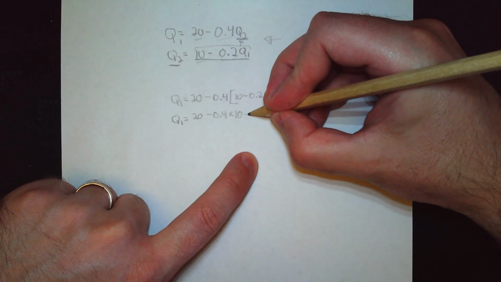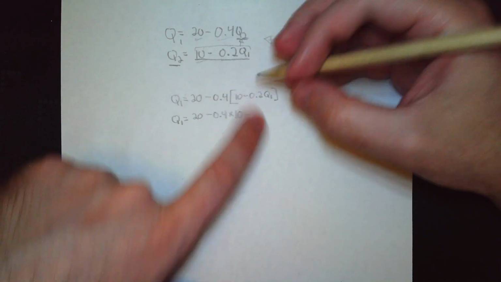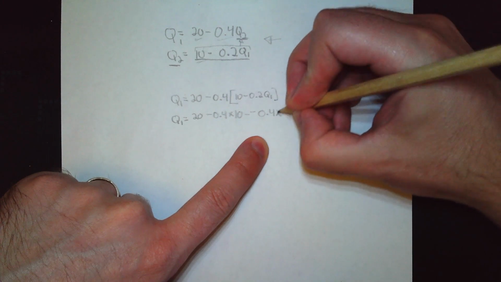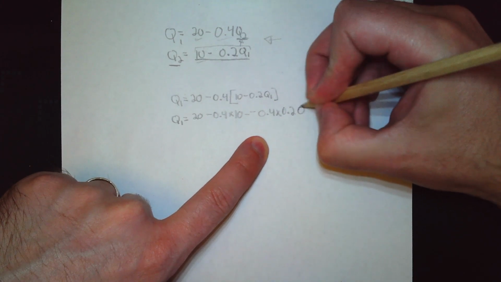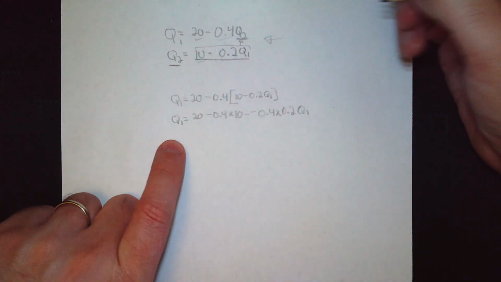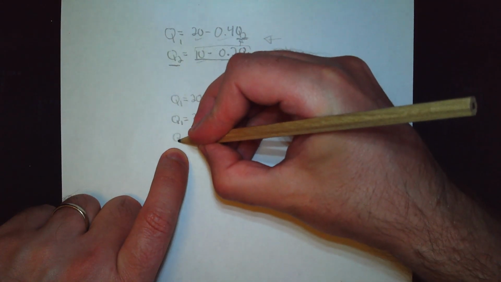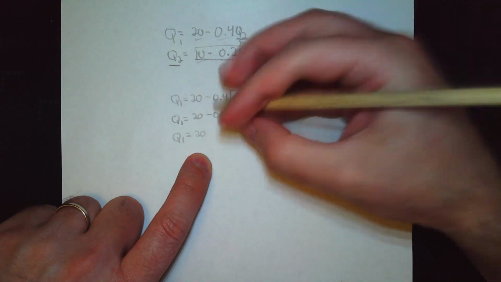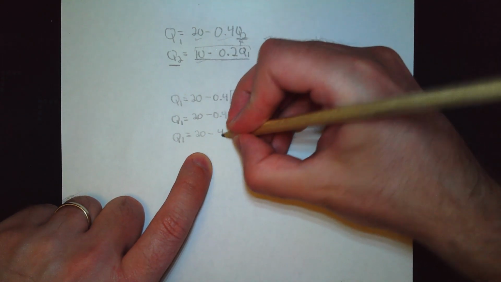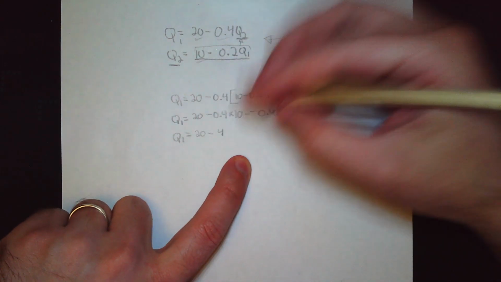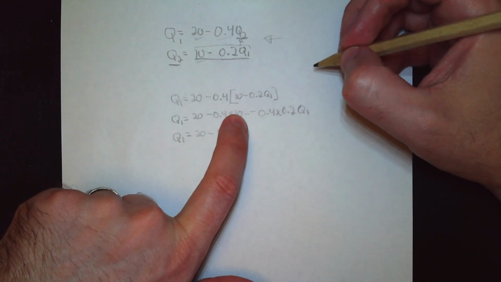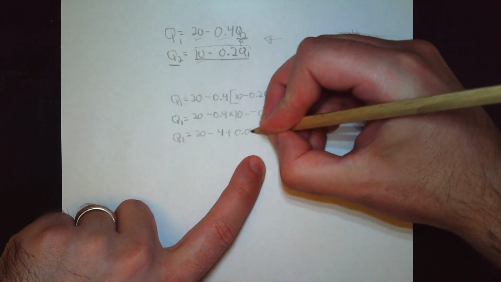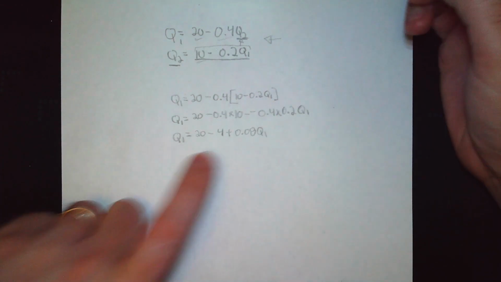So I have minus times minus 0.4 times 0.2 Q1. Replacing numbers in here, I get that Q1 is equal to 20 minus 4, 0.4 times 10, plus minus minus, that's a plus, 0.08 Q1.